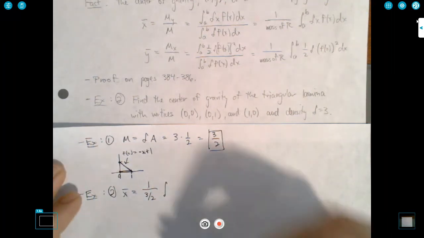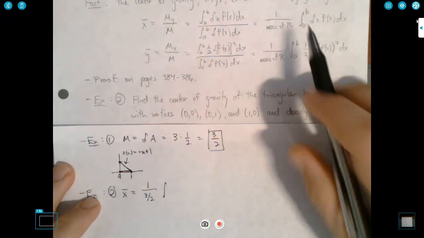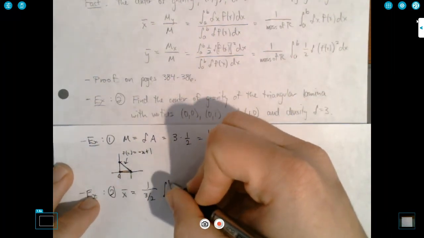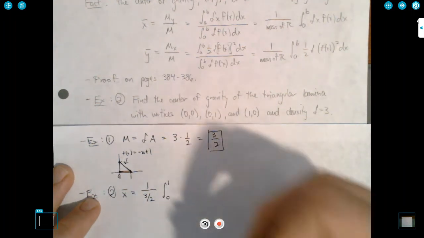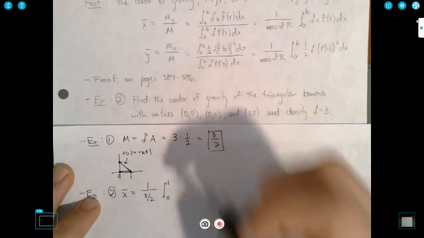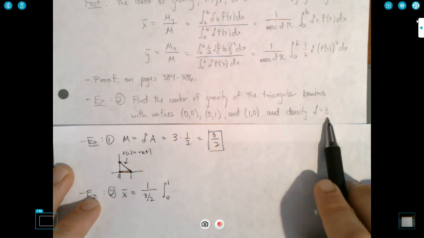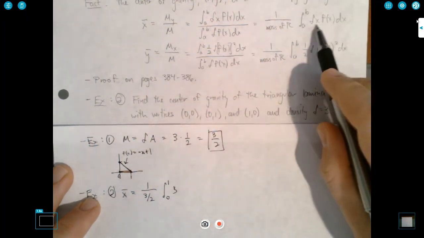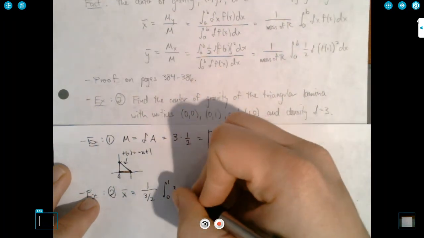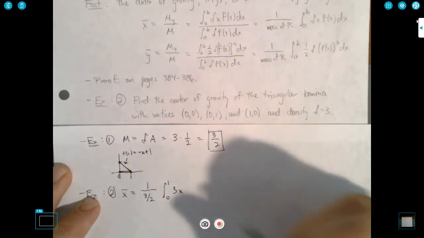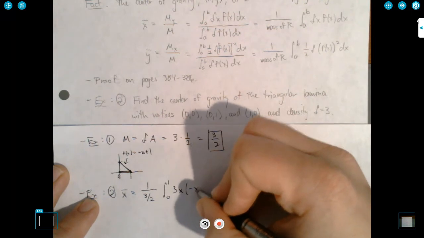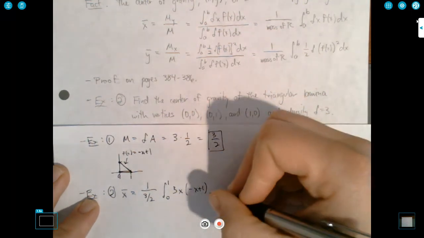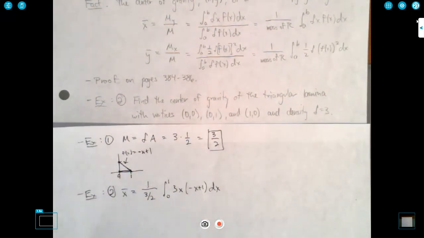Okay, so then the integral would be the integral from a to b of the density, which is 3. So density 3 times x times f of x dx. Okay, so there's the setup for x bar. So it's not terrible, right? You're just kind of plugging some stuff into a formula.